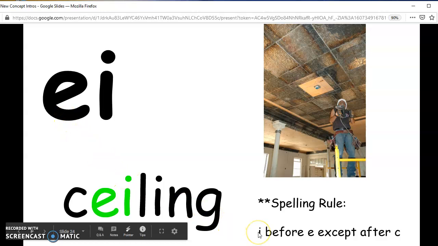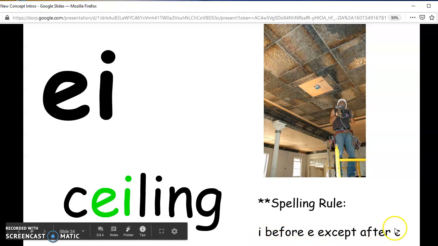When you are thinking about what pattern to use, whether you should use IE or EI, there is a spelling rule to think about. I before E except after C. So here we see there is a C at the beginning of this word, so we're going to use the EI spelling pattern for it. We will spend some more time practicing IE and EI as we read and write words this week.